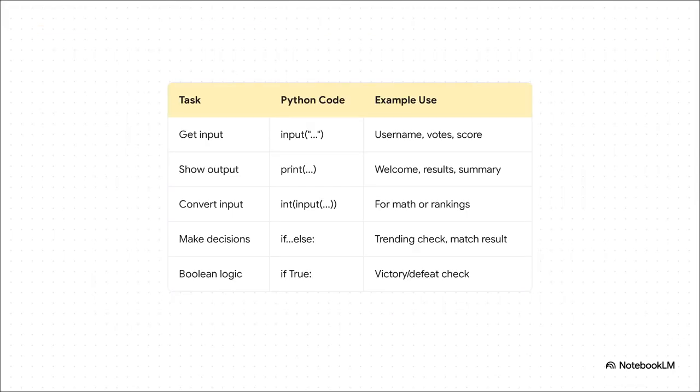So here's a super quick recap of our new toolkit. We use input to get data from the user. We use print to show things on the screen. We use int to turn that input into numbers for math. And we use if-else to make choices. These four things, they're your new foundational building blocks.